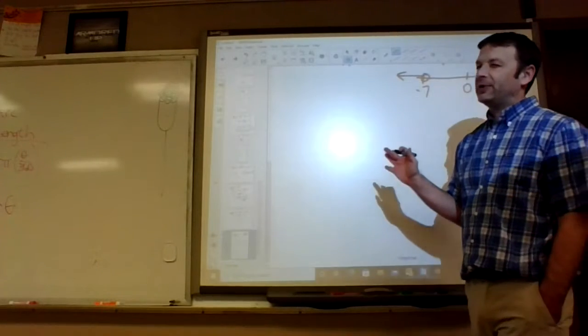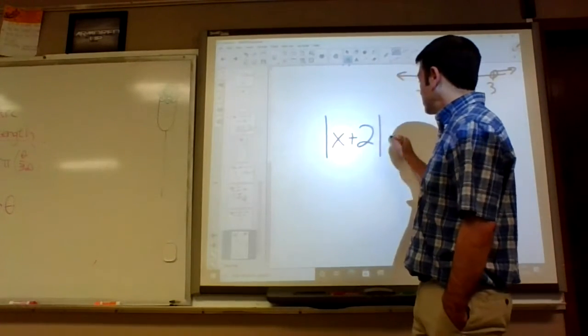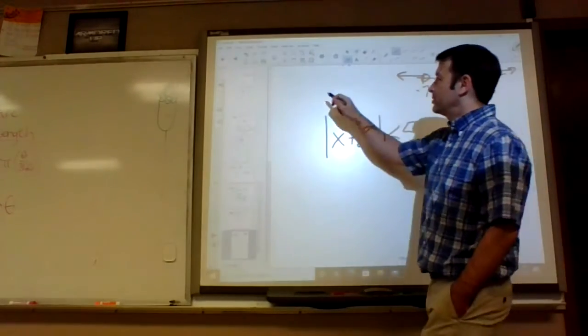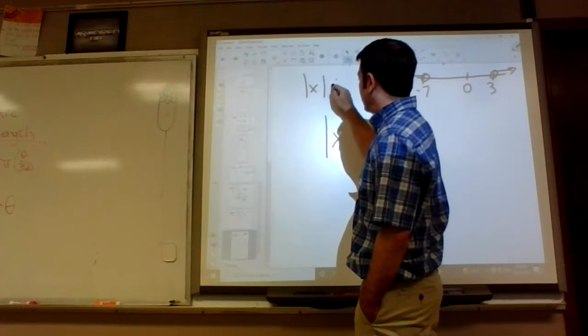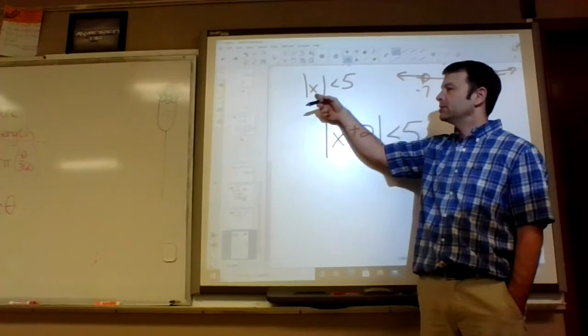Okay, that's only half the lesson though. The other half is less than. Okay, let's play a little game with that. If I had absolute value of x is less than 5, what numbers would work in here?